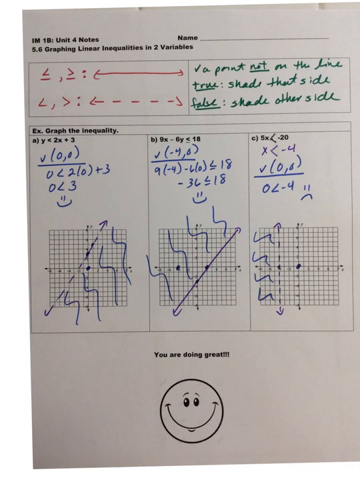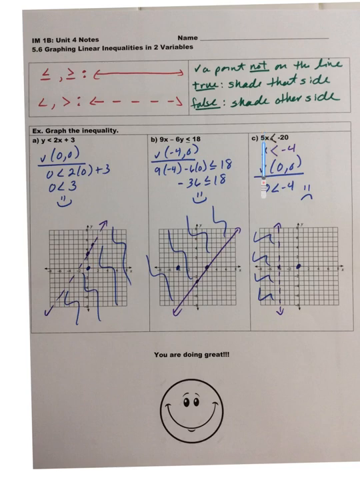And then I need to check a point not on the line, and just to show you it doesn't have to be the point (0, 0), I decided to check the point (negative 4, 0). So I'm going to plug in negative 4 for x and 0 for y. So 9 times negative 4 minus 6 times 0 is less than or equal to 18. This equals negative 36, and negative 36 is less than or equal to 18. And the point was right here, so that's the side we're going to shade.